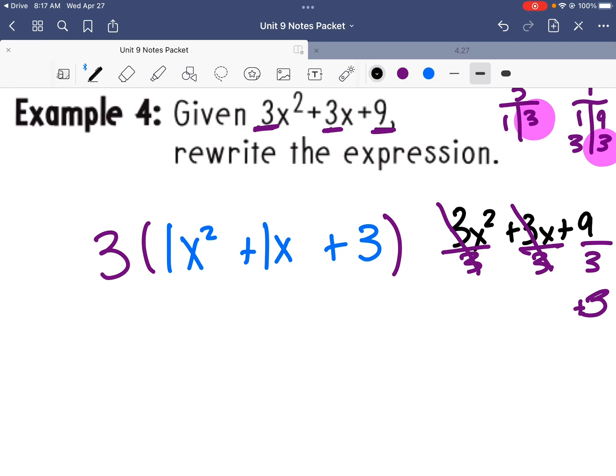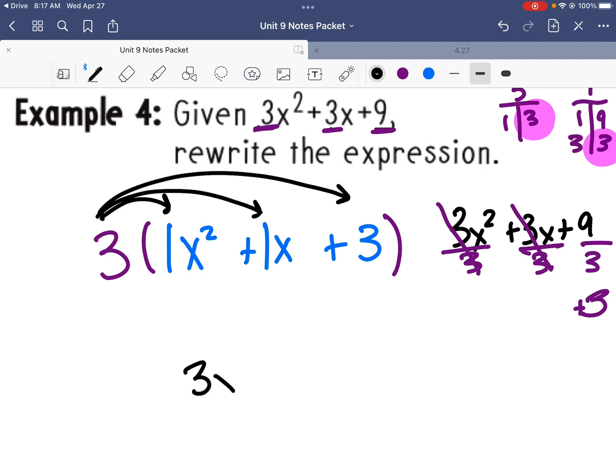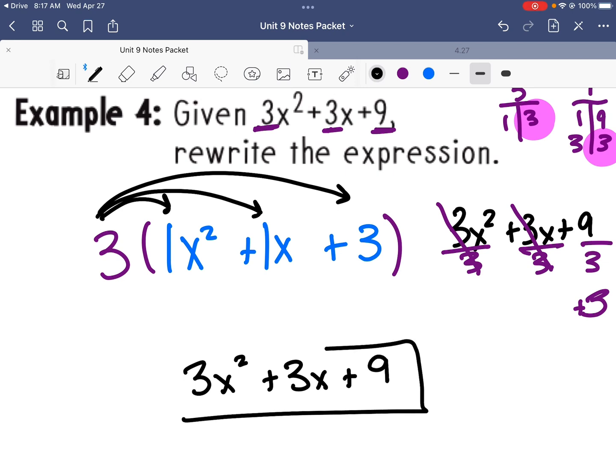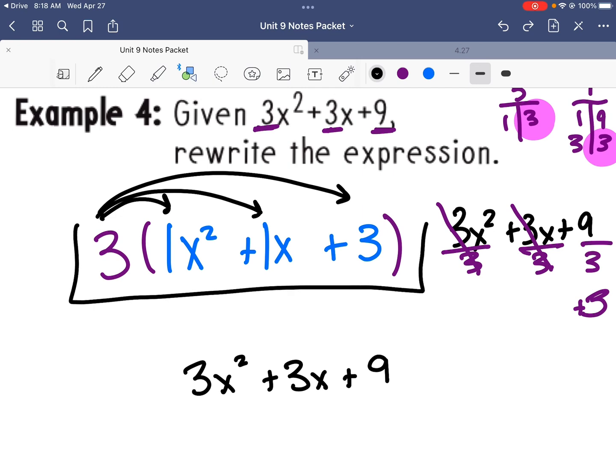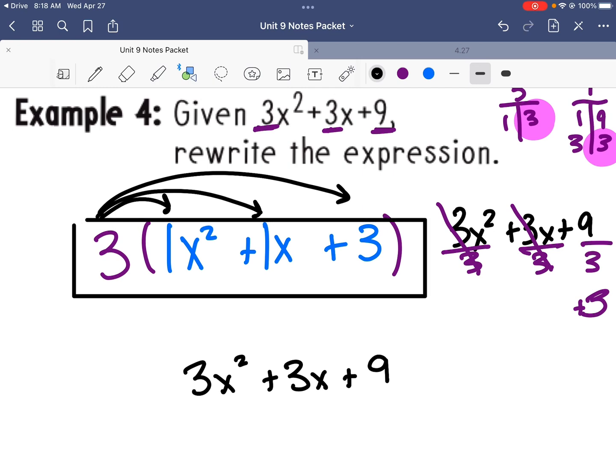Okay, so we can double check, as we always should. So let's go ahead and distribute it back in and make sure we get what we started with. 3 times 1x squared would be 3x squared. 3 times 1x is 3x. And 3 times 3 is 9. Sure enough, that's what we started with. So this is the correct answer.